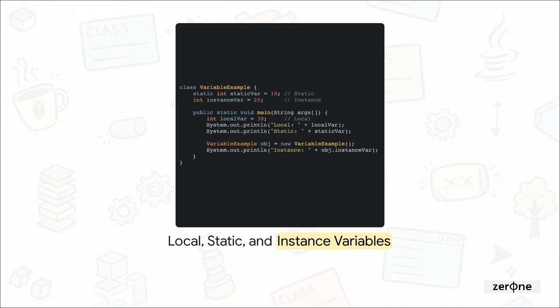Finally, we have a static variable, marked with the static keyword. This one belongs to the class itself, not any individual object, and it's stored in a special place called the method area. Understanding this scope is absolutely critical for good memory management.